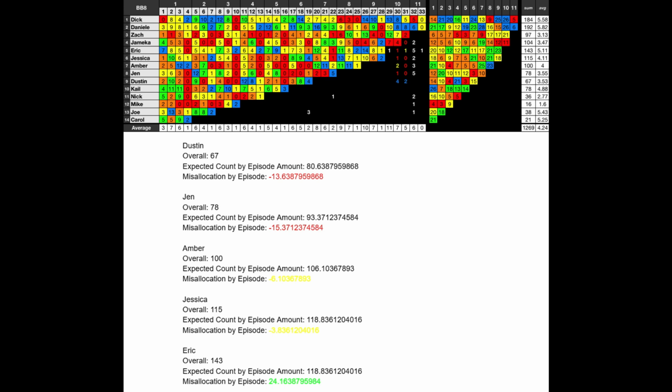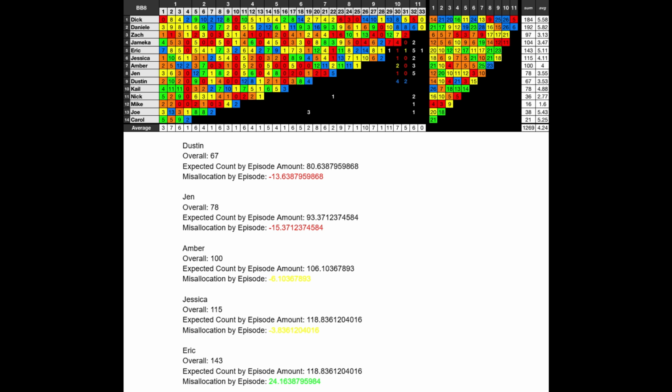Preston received 67 confessionals during his time on the season, and the expected count by episode amount for him is 80 confessionals, causing a negative 13.63 misallocation by episode amount for him. So he's under that median where it officially means that he's under-edited.